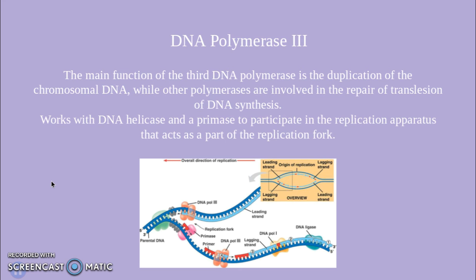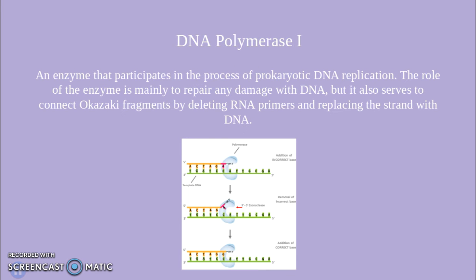Now, DNA polymerase 3, the main function of the third DNA polymerase is the duplication of the chromosomal DNA, while most other polymerases are involved in the repair or translesion DNA synthesis. And it works with DNA helicase and a primase to participate in the replication apparatus that acts as part of the replication fork.